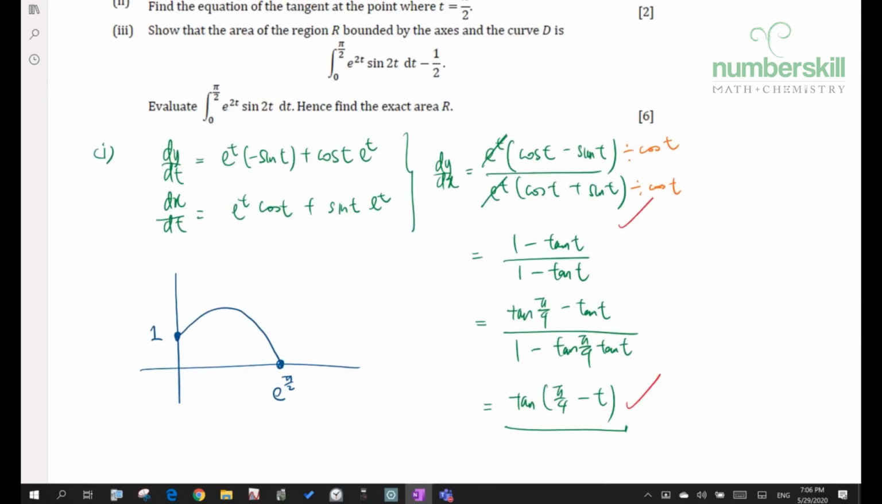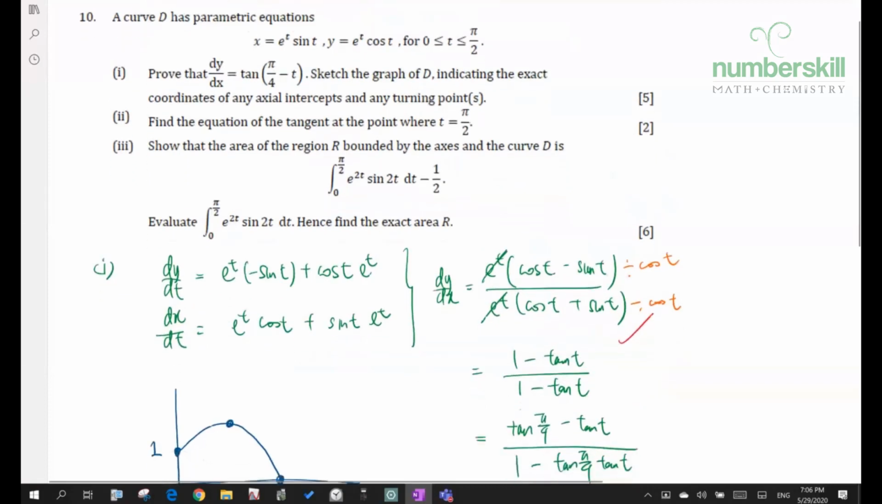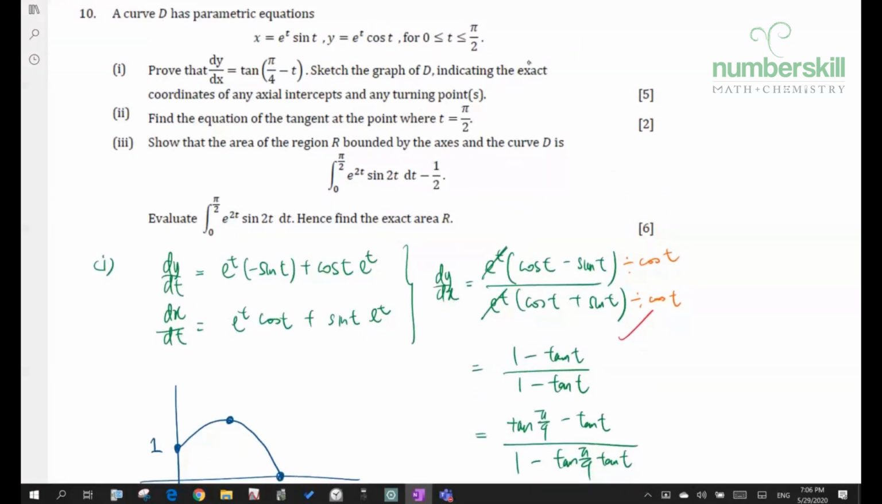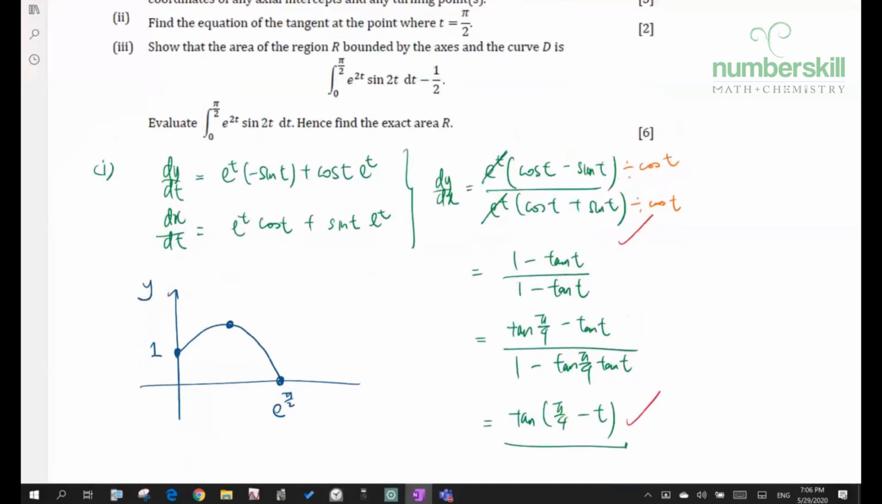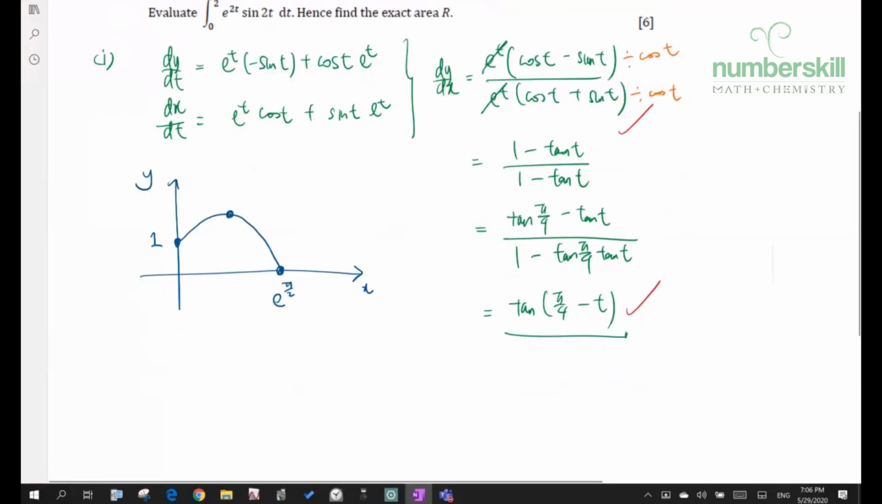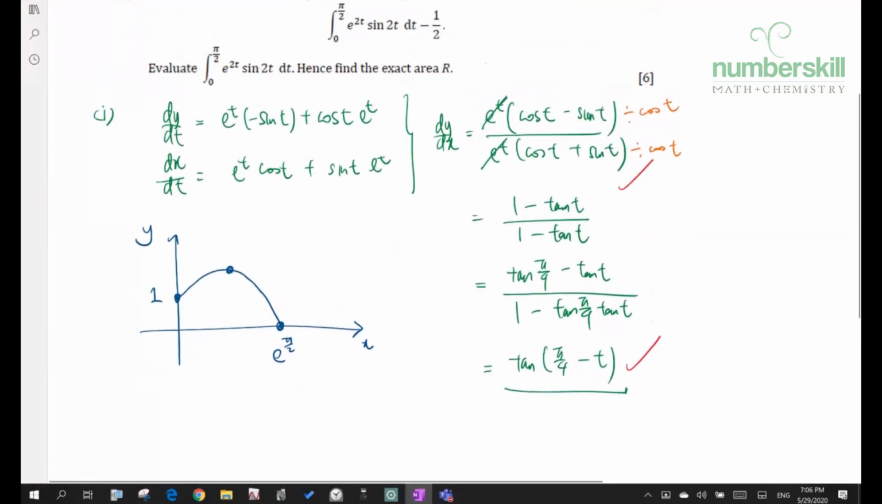The question says you need to find the turning point. Please don't use GC, because GC cannot help you with exact values. You need to do the exact thing yourself, and the truth is it's actually not hard. So the sketch is supposed to look like this. The x-intercept and y-intercept you can get rather quickly by putting in the extreme values of your parameters.